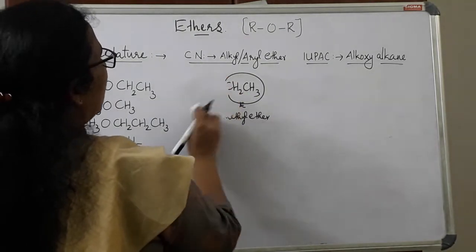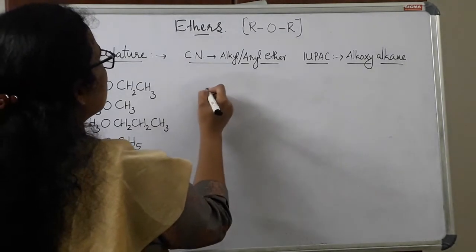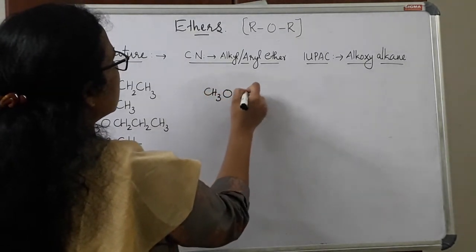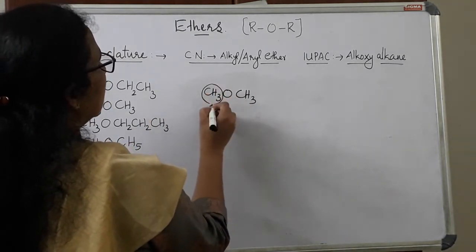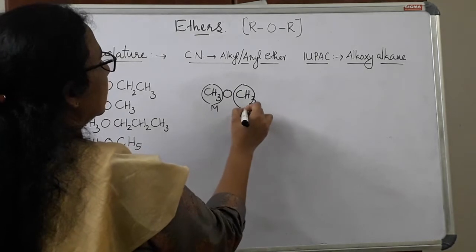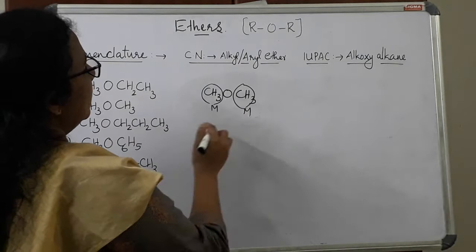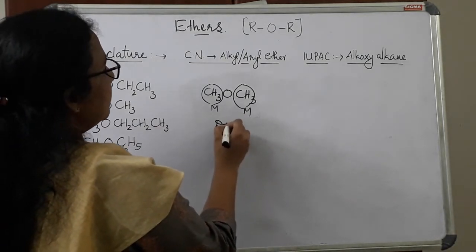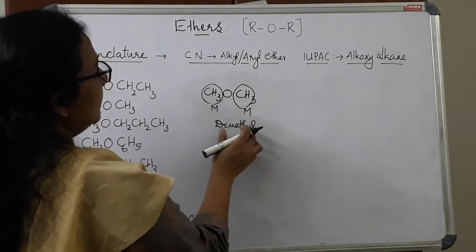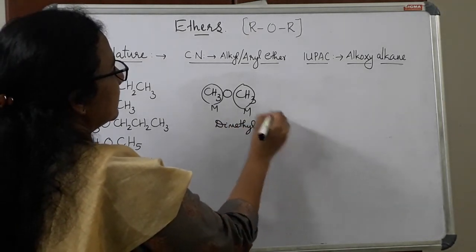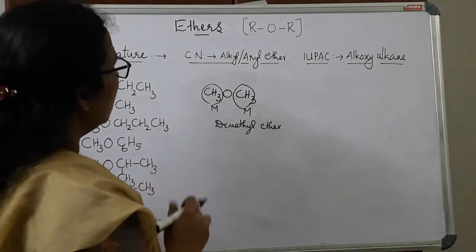Now let's see another compound, that is CH3OCH3. Two alkyl groups are connected to the oxygen atom. Here the alkyl group is methyl and here the alkyl group is methyl. So two methyl groups are there. Since two methyl groups are there, we will write dimethyl. Then we add ether. So dimethyl ether is the common name of this particular compound.